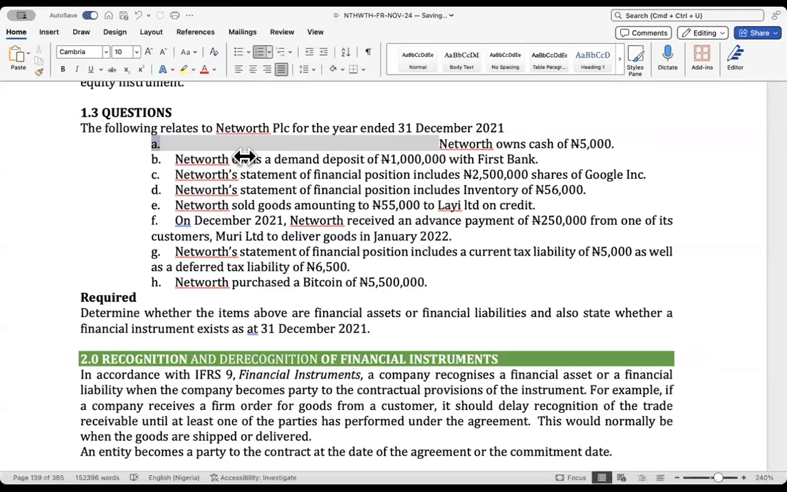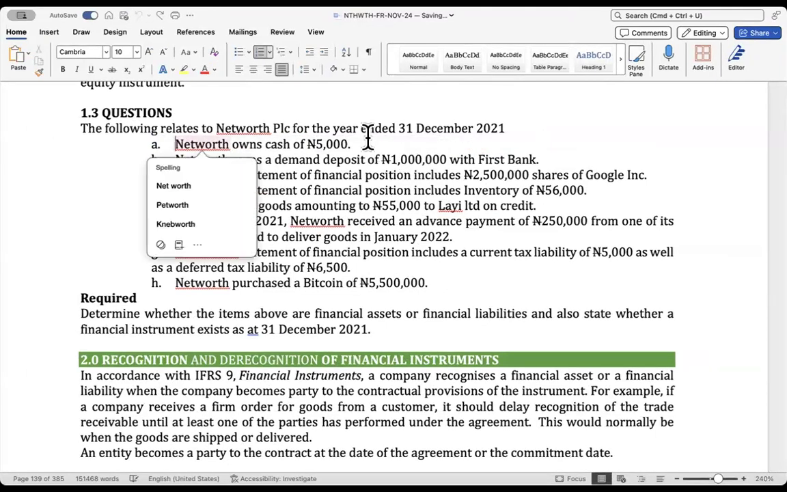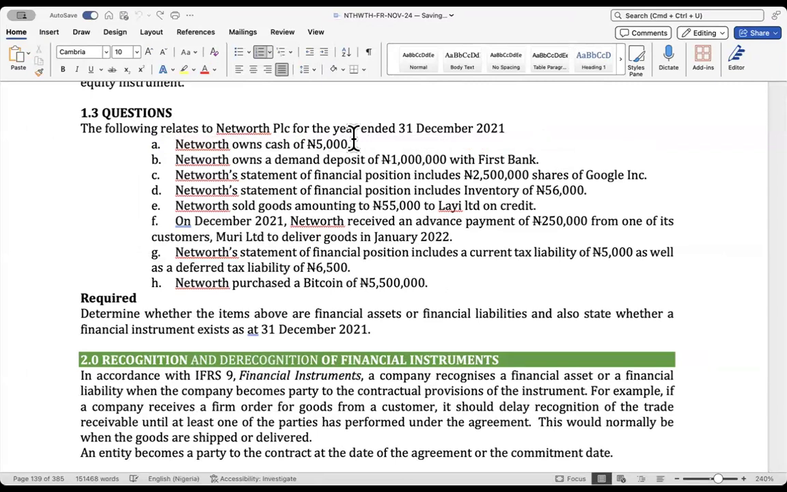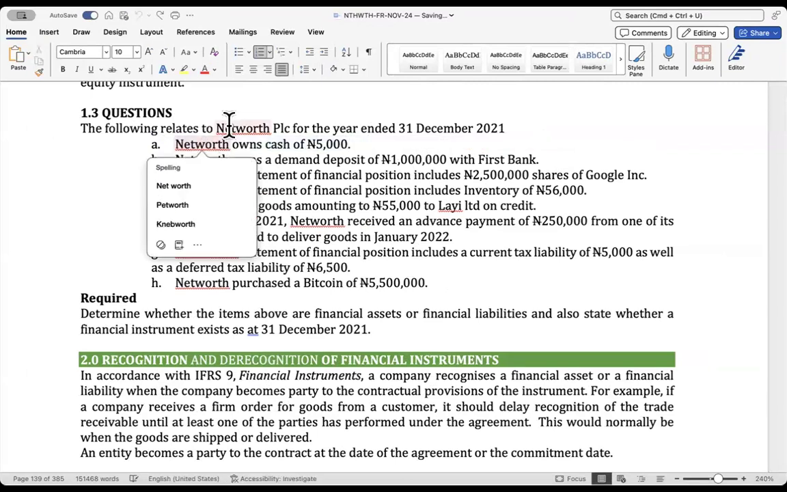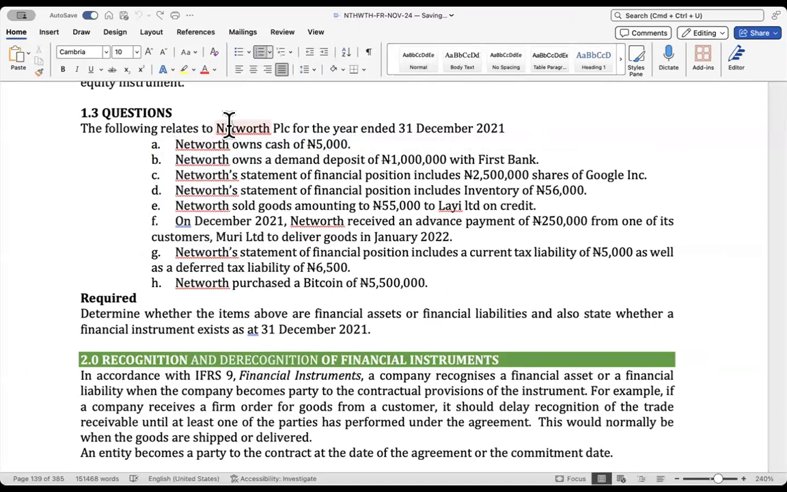The first one here, who is going to do the first one? What you're supposed to do for us is that we are talking about net worth now. I know you will have owned maybe an asset or a liability. You just need to tell us, does that asset or liability, can we classify it as a financial asset or financial liability? And also you need to state whether a financial instrument exists.